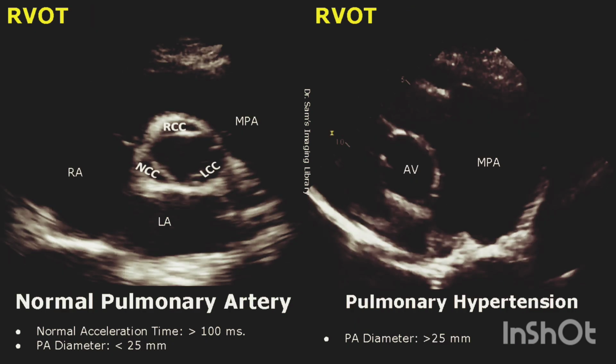Here is an image of a normal pulmonary artery. The normal diameter is less than 25 millimeters. And over here we have an image of pulmonary hypertension. We find a dilated pulmonary artery. The diameter will be more than 25 millimeters.